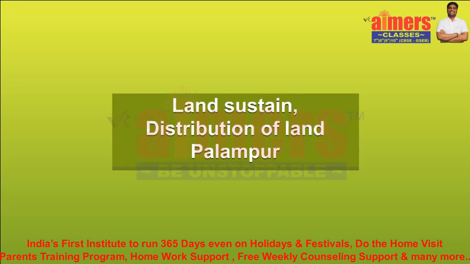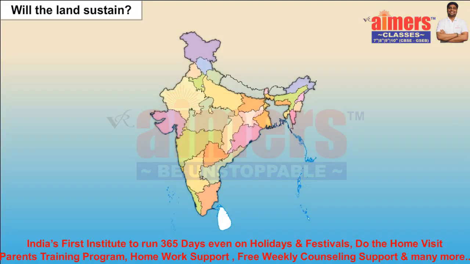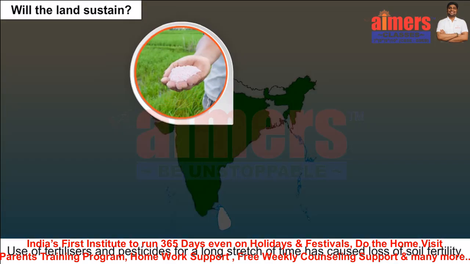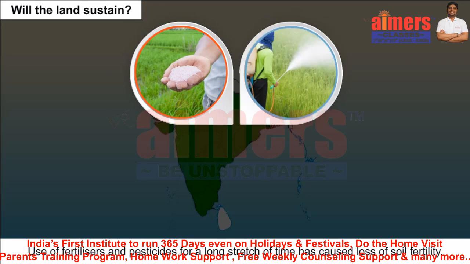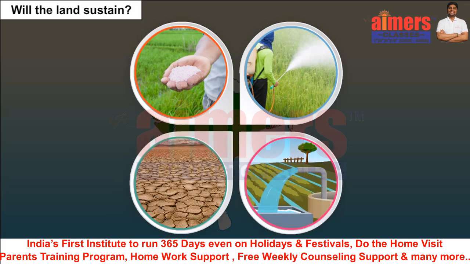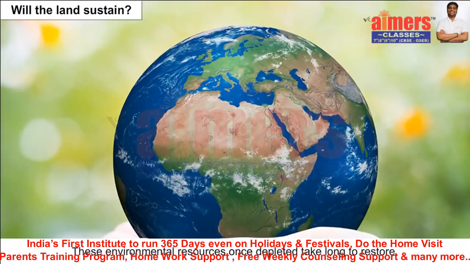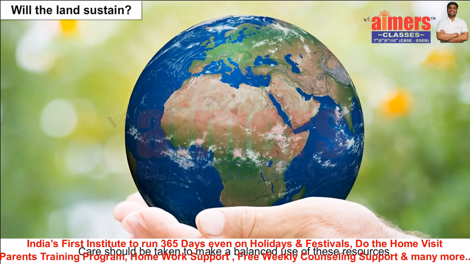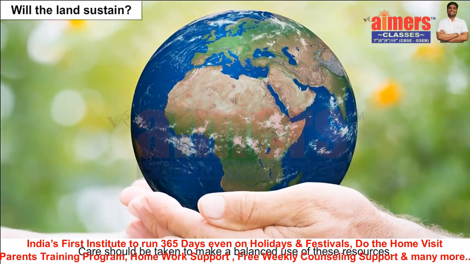Will the land sustain? Distribution of land in Palampur. Green Revolution increased food production, but it also caused certain problems. Use of fertilizers and pesticides for a long stretch of time has caused loss of soil fertility. Drawing groundwater for tube well irrigation has reduced the water table below the ground. These environmental resources, once depleted, take long to restore. Care should be taken to make a balanced use of these resources.